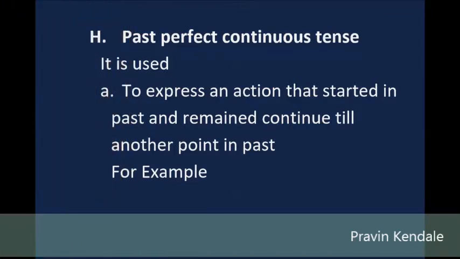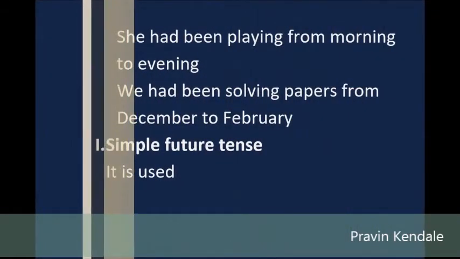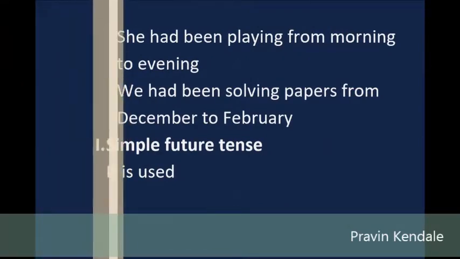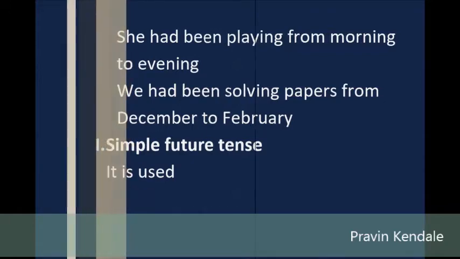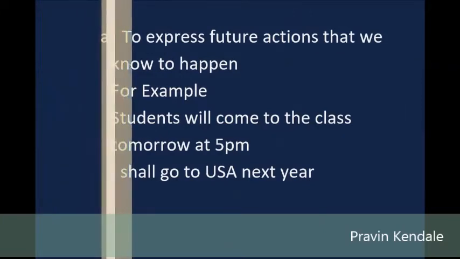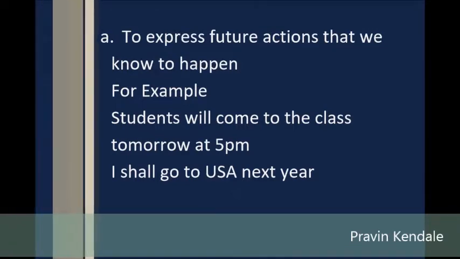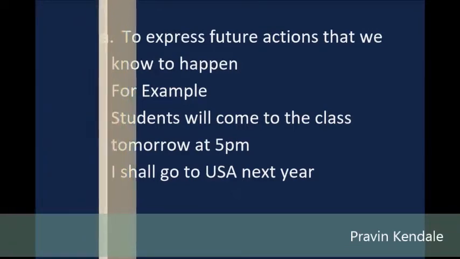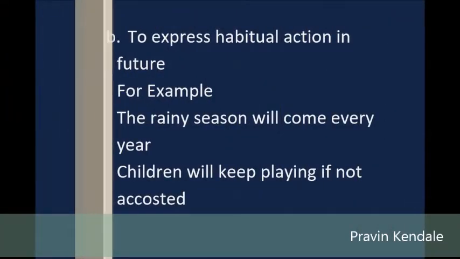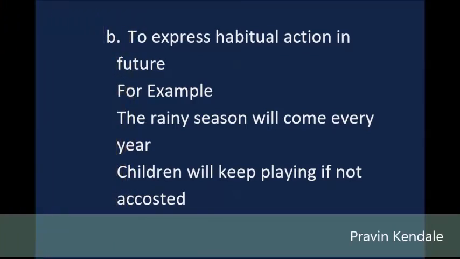H. Past perfect continuous tense. It is used A. To express an action that started in the past and continued till another point in the past. For example, she had been playing from morning to evening. We had been solving papers from December to February. I. Simple future tense. It is used A. To express future actions that we know will happen. For example, students will come to the class tomorrow at 5 p.m. I shall go to USA next year.